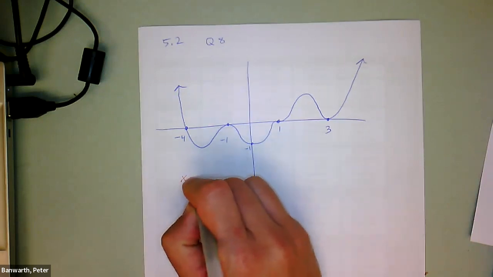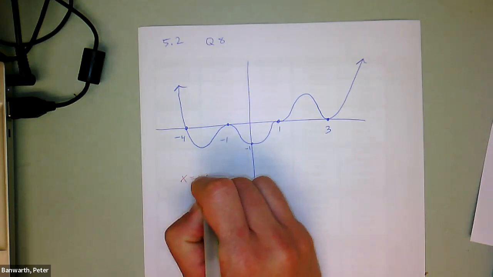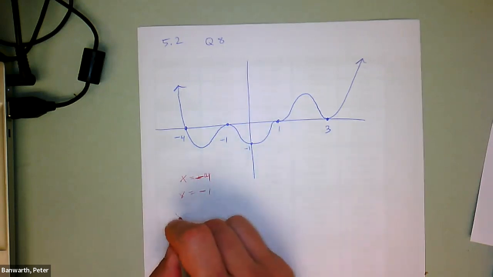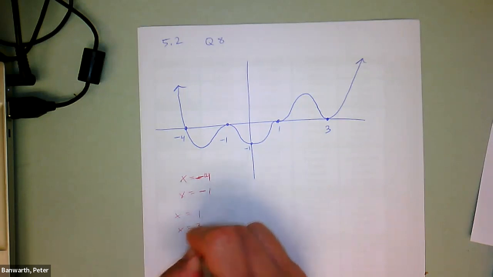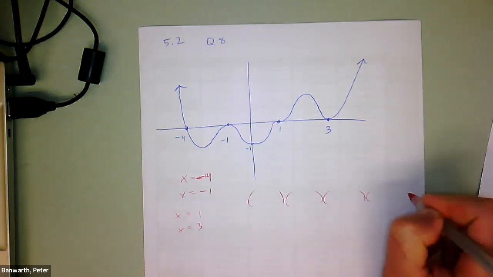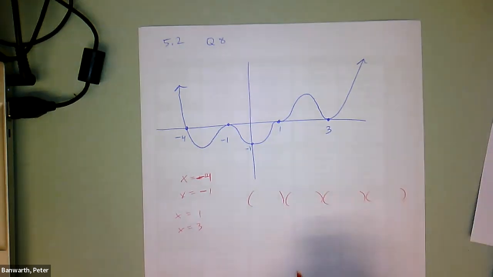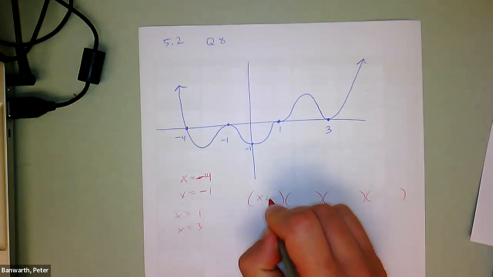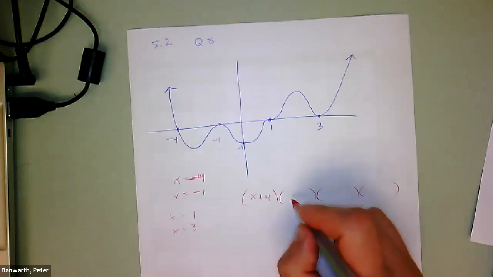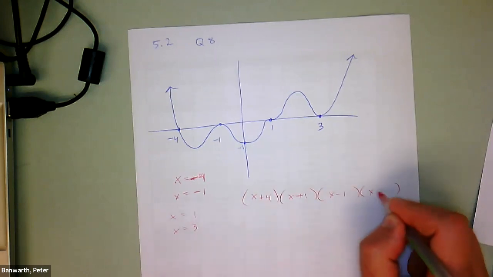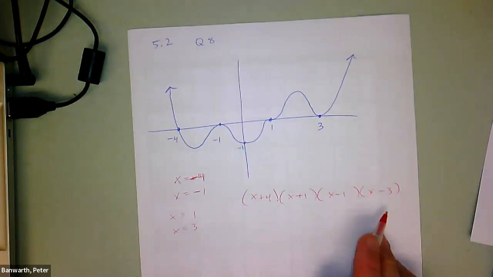I know that if x equals -4, or if x equals -1, or if x equals +1, or if x equals 3, I'm going to have 0, so I can write those factors in. So the factor that goes along with x equals -4 is x plus 4, x equals -1 is x plus 1, x equals 1 is x minus 1, and x minus 3.